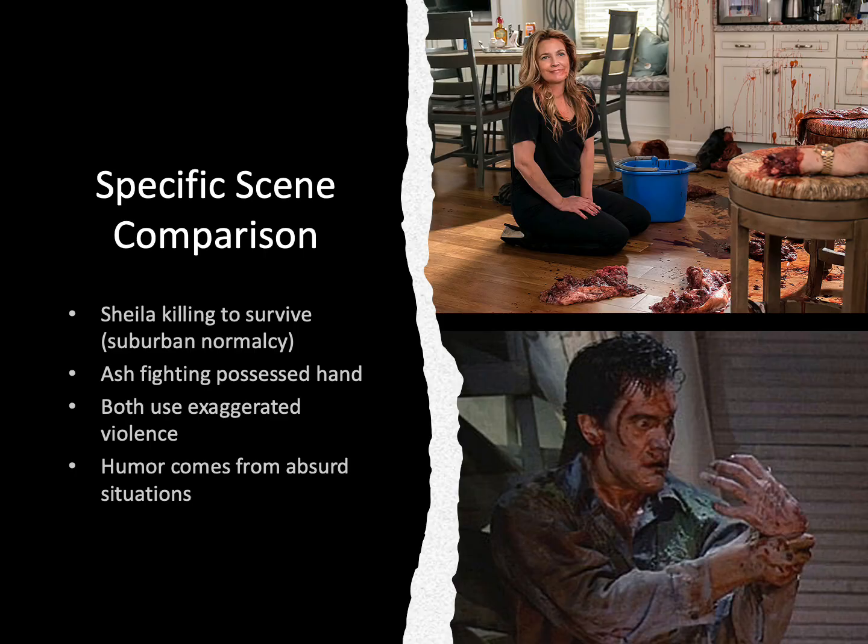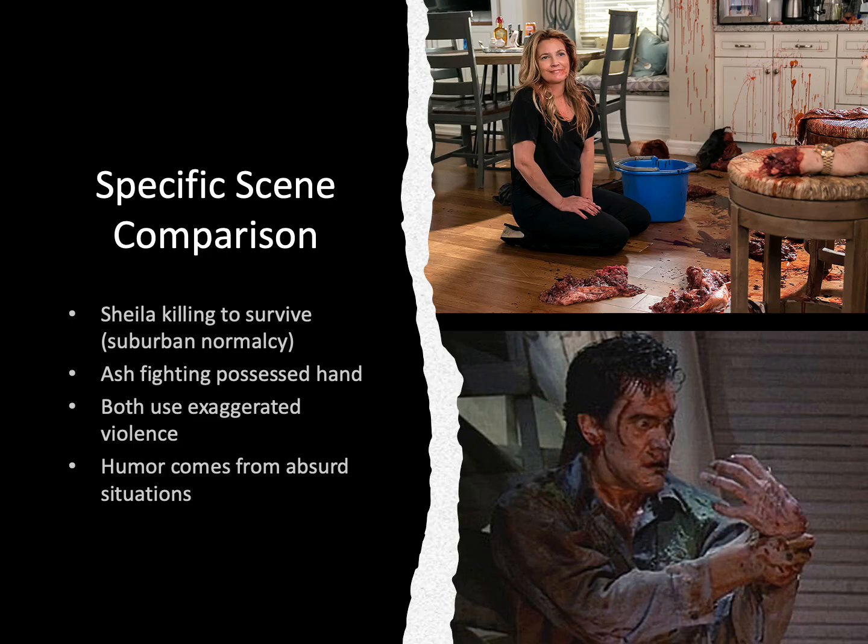To get more specific, let's compare two scenes. In Santa Clarita Diet, Sheila's killings often happen in everyday suburban environments like homes or neighborhoods, which often makes the violence feel absurd because it clashes with everyday normal life. In the picture, we see Sheila sitting on the floor, surrounded by dead body parts. We also see a mop bucket and what looks to be a Rolex watch on one of the hands sitting on the stool. Both items seem to be out of place considering the circumstances, but that's what makes it funny.